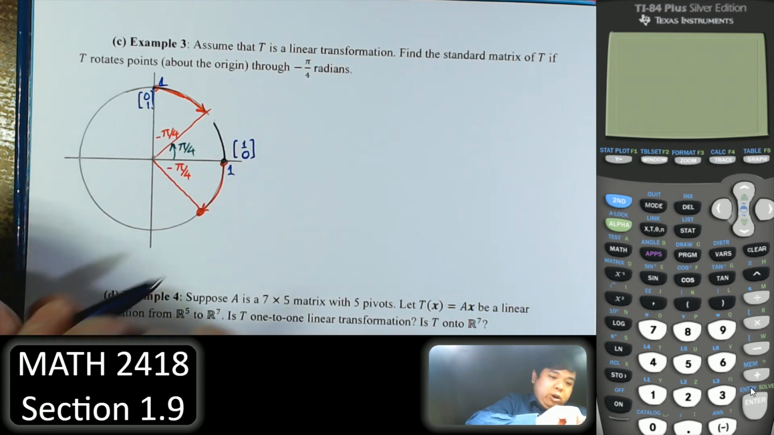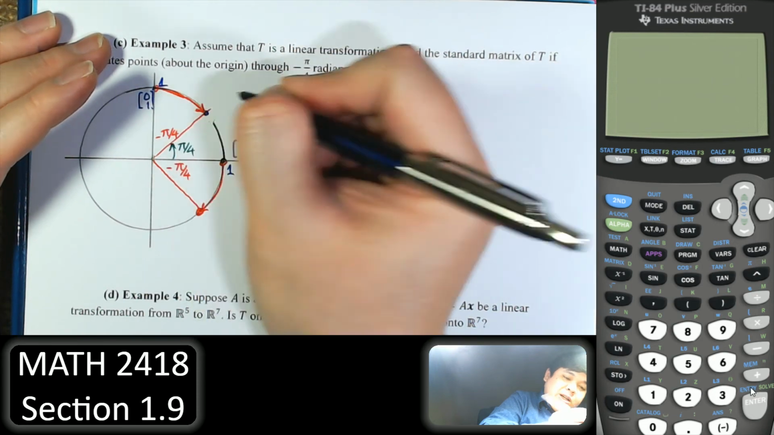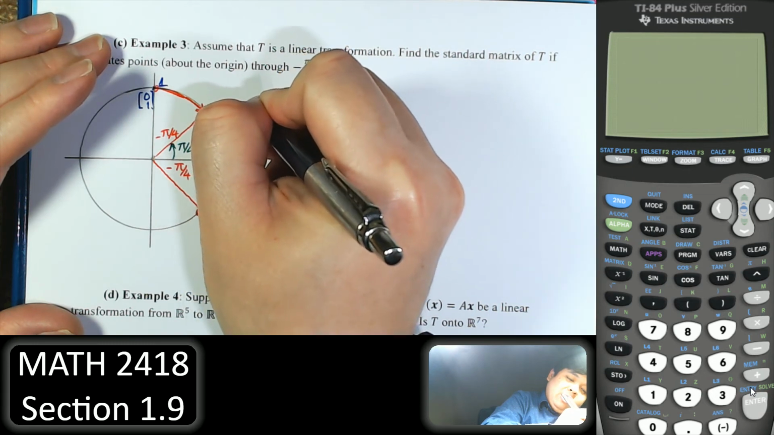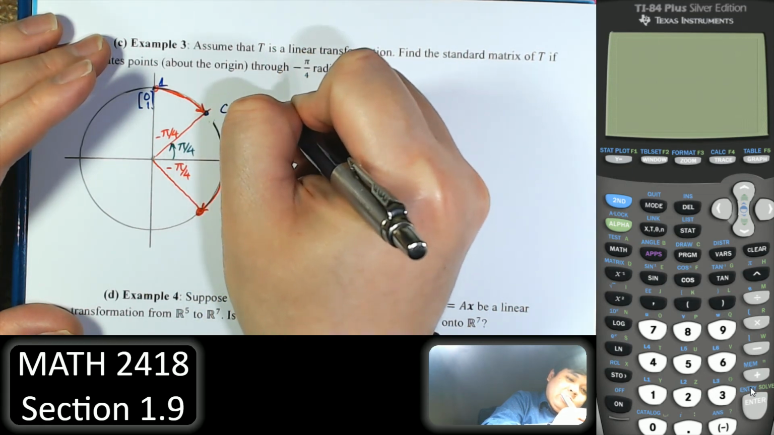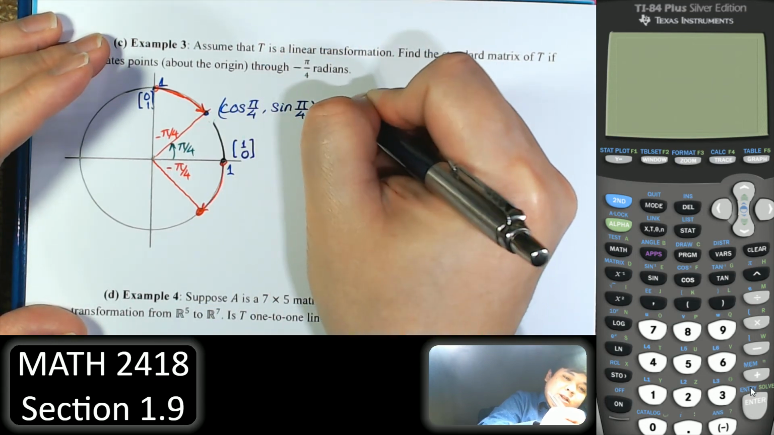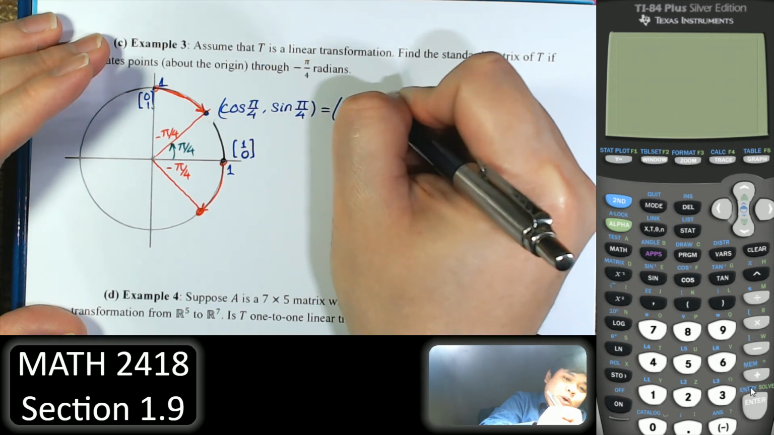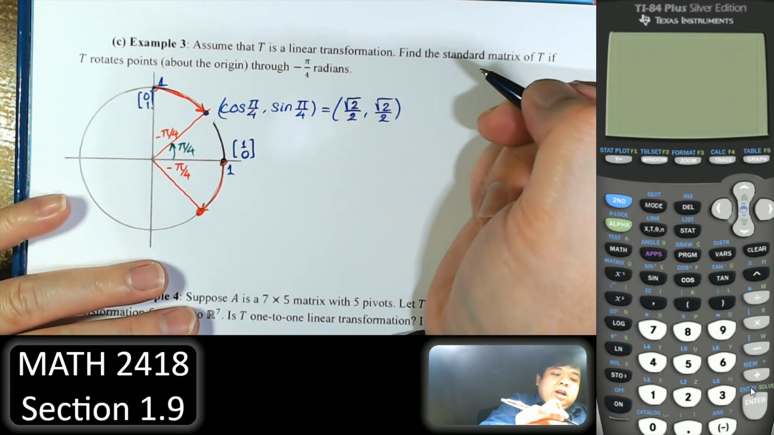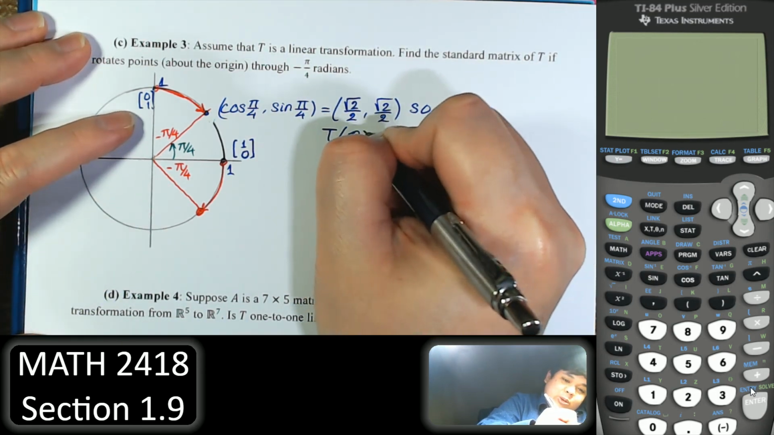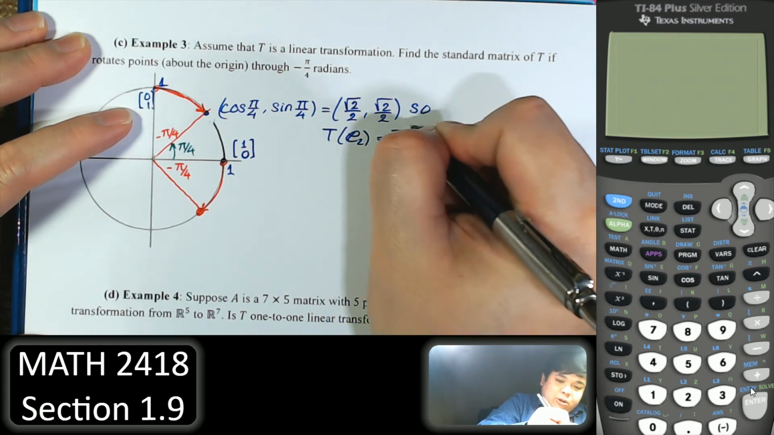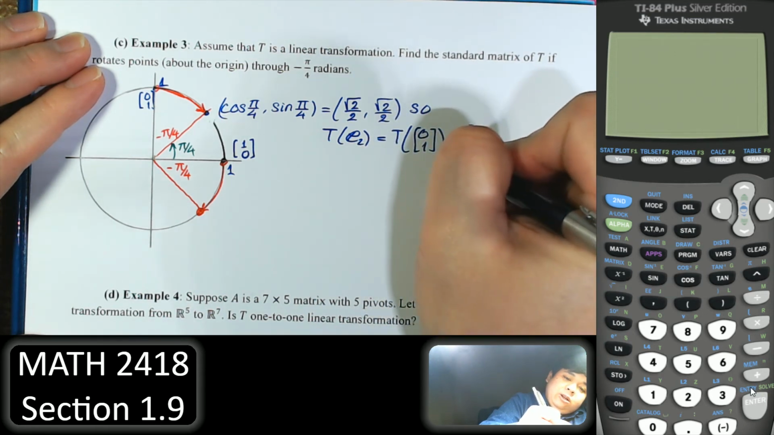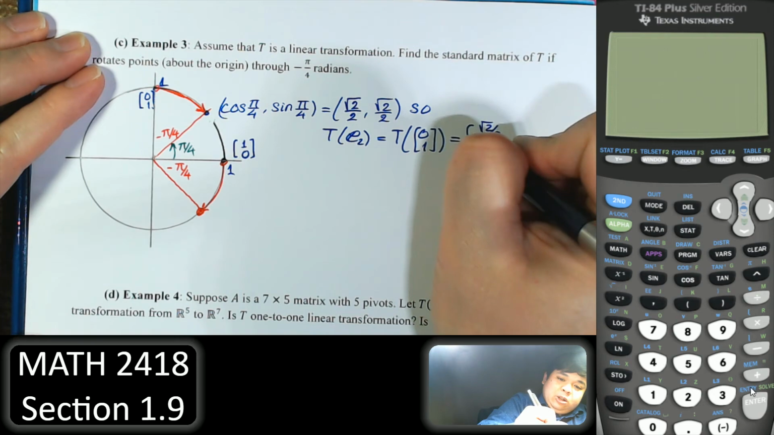So in this case, the coordinate here, like I said, we can write x and y, but we just say cosine of pi over 4 and sine of pi over 4. Square root of 2 over 2, square root of 2 over 2. So T transforms the point E2, or the point 0, 1, to the point square root of 2 over 2, square root of 2 over 2.